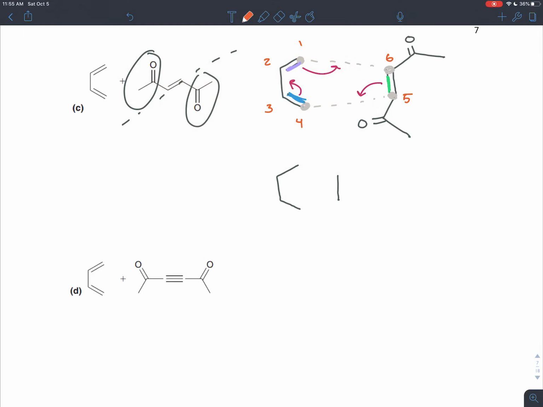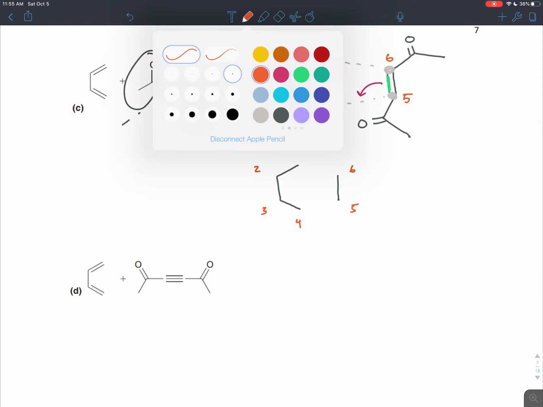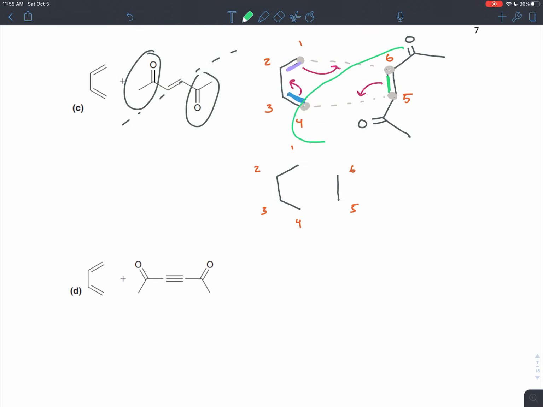And we can number those so it's easier to see whether we've drawn the right structure or not. So the green electrons are going to move from going between 5 and 6 to going between 4 and 5. So those form that sigma bond right there. The blue electrons are going to move from going between carbons 3 and 4 to between carbons 2 and 3. So they form that new pi bond there. The purple electrons are going to move from going between carbon 1 and 2 to going between carbon 1 and 6. So that's that new sigma bond there.